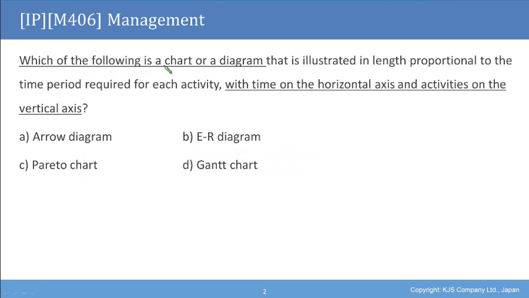Which of the following is a chart or diagram that is illustrated in length proportional to the time period required for each activity, with time on the horizontal axis and activities on the vertical axis? A. Arrow diagram. B. ER diagram. C. Pareto chart. D. Gantt chart.